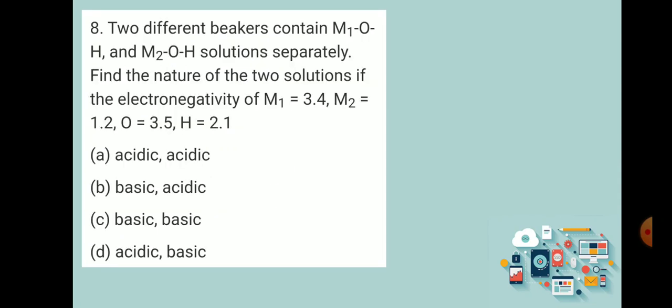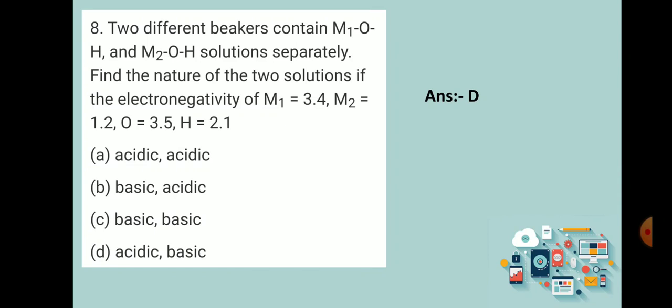Eighth one. Two different beakers contain M1OH and M2OH solutions separately. Find the nature of the two solutions if the electronegativity of M1 is equal to 3.4, M2 is equal to 1.2, oxygen is equal to 3.5, hydrogen is equal to 2.1. Option A, acidic and acidic. Option B, basic and acidic. Option C, basic and basic. Option D, acidic and basic. The answer is option D, acidic and basic.